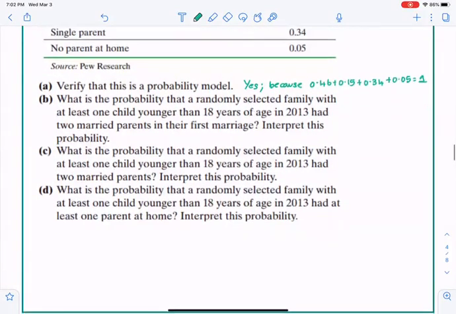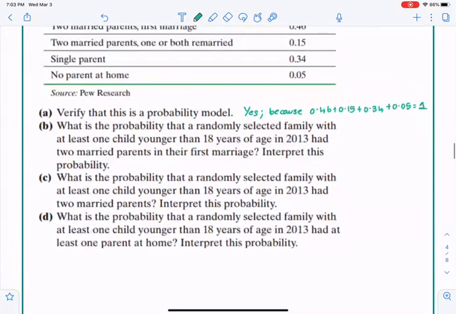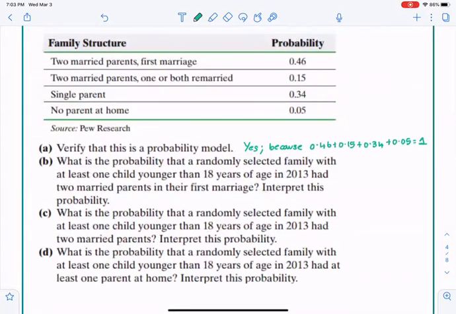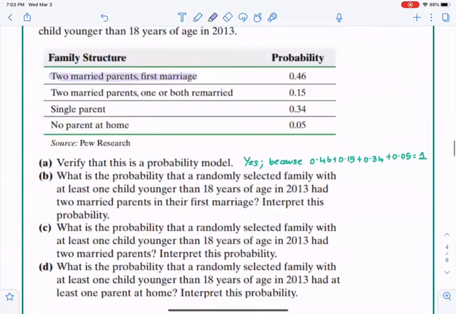Now we want to find the probability that a randomly selected family with at least one child younger than 18 years of age in 2013 had 2 married parents in their first marriage. So out of the 4 levels, 2 married parents in their first marriage is right there. The corresponding probability is 0.46.